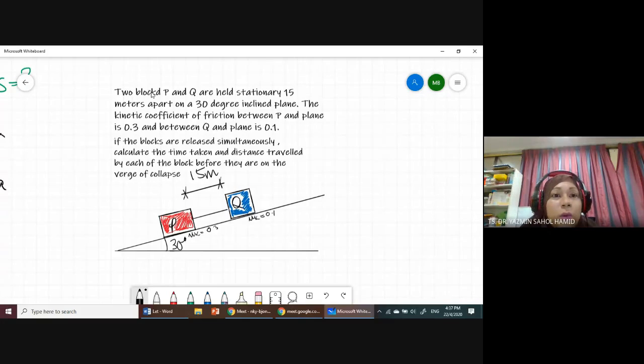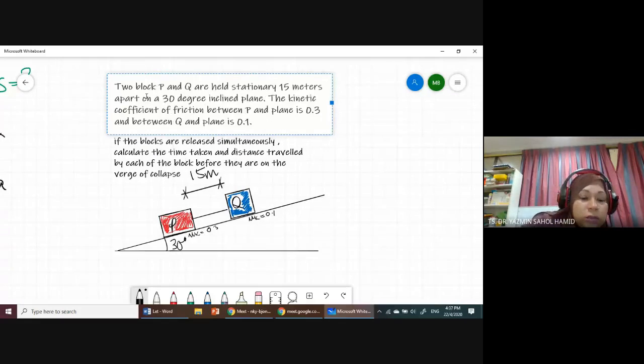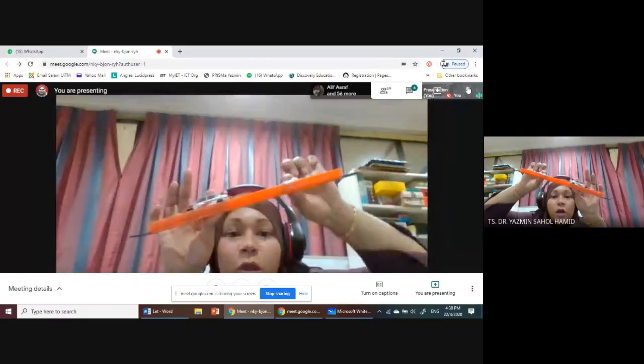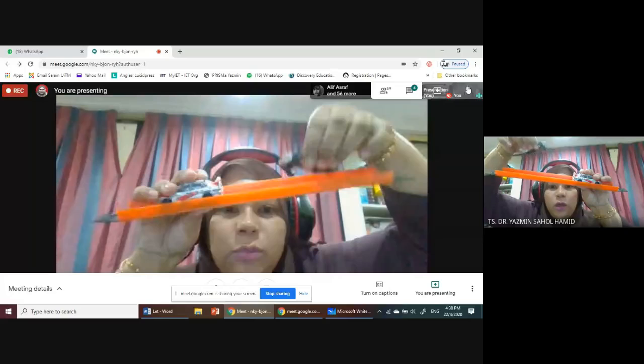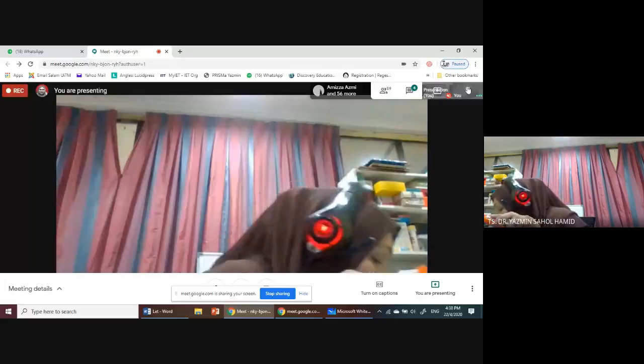Two blocks, P and Q. Now let's assume this car is block P, and this car is block Q. The one like a Formula One car is Q, and this one is P. So we have two blocks P and Q. This is block Q, and the one in front is block P. Now what happens to the blocks? Let me read the question.